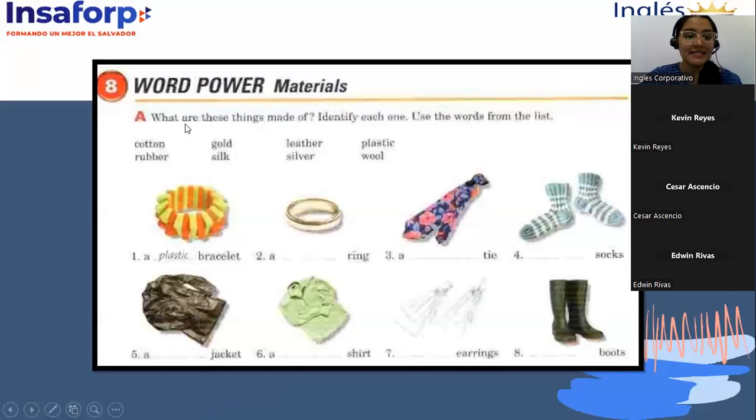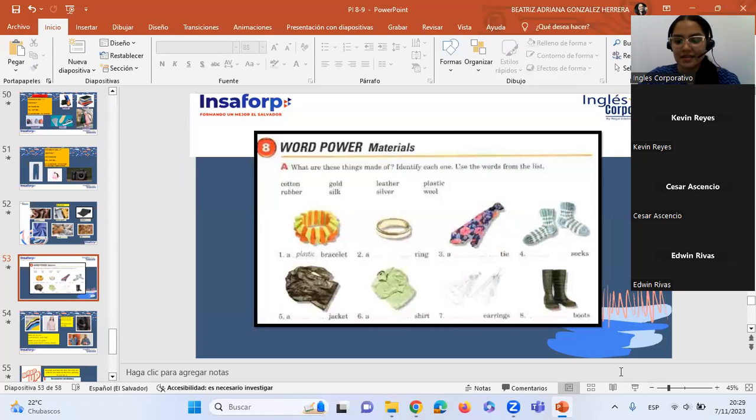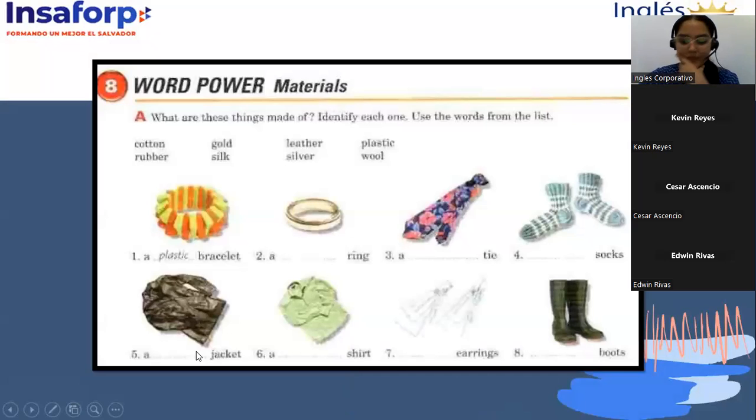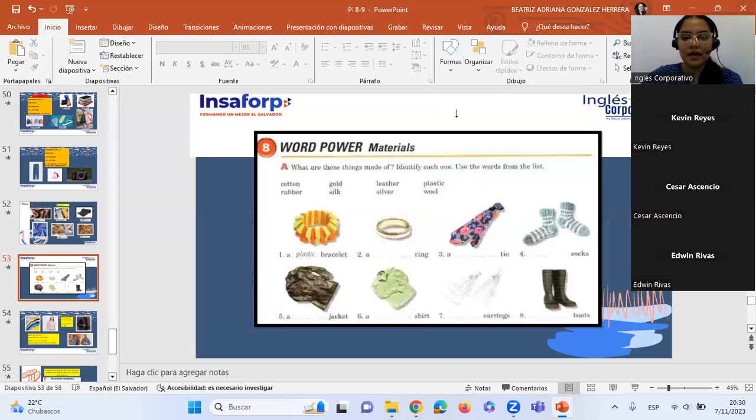So, here we have this exercise. What are these things made of? Identify each one, use the words from the list. Okay, in this case, we have a plastic bracelet here. Un brazalete de plástico. So, let me see. Ring. Which one is the material of the ring? Gold. Yeah, gold. A gold ring. Okay, let me write it down here. A gold ring.